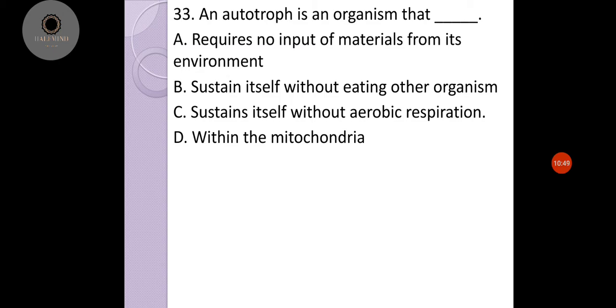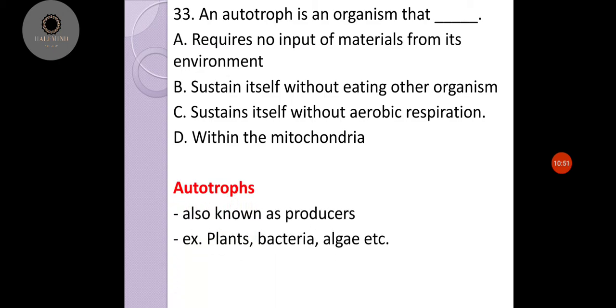So what is an autotroph, by the way? An autotroph is also known as producers. Example of this are plants, some bacteria, and algae. Okay? So autotrophs can sustain itself without eating other organisms. Kaya nga tinatawag silang producers and not consumers. Okay? They are producers and not consumers. It's because they can sustain itself without eating other organisms.